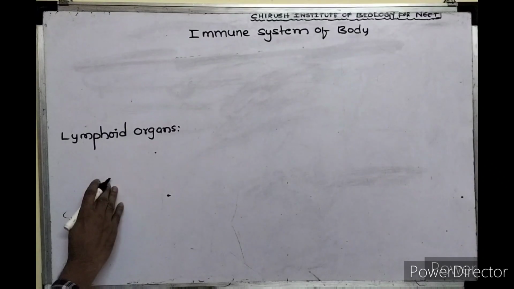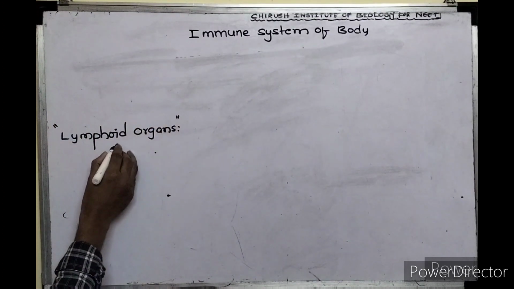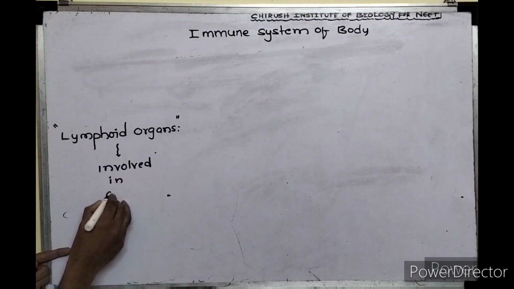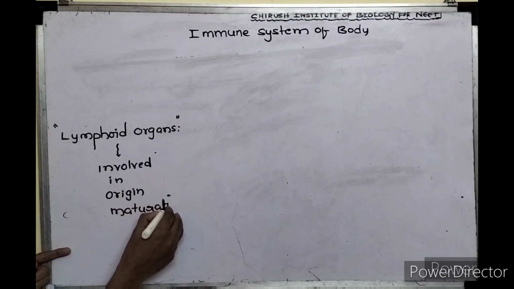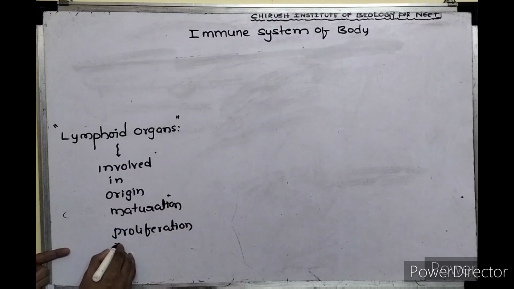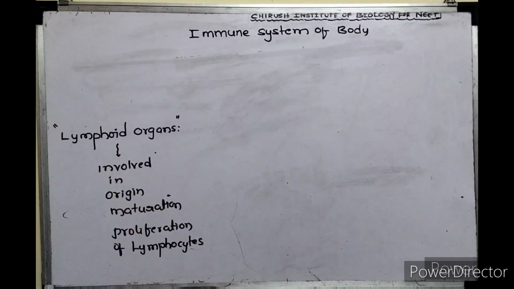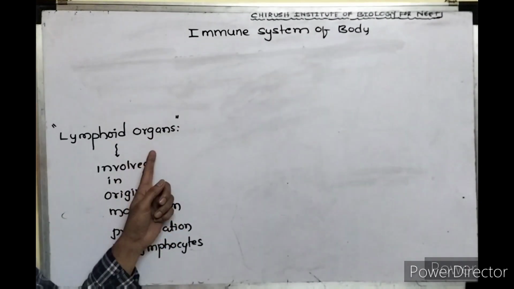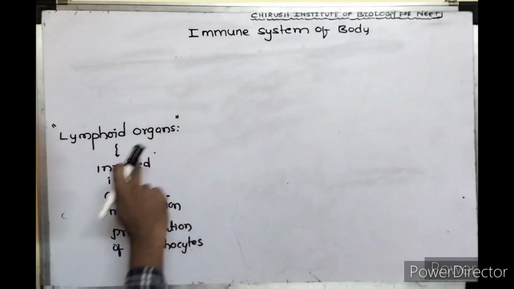The lymphoid organs. What are the lymphoid organs? Important: the organs involved in origin, maturation, and proliferation of lymphocytes, we are calling lymphoid organs. Simply, where the origin of the lymphocyte, maturation of the lymphocyte, and proliferation of the lymphocyte take place in an organ, we are calling them lymphoid organs.